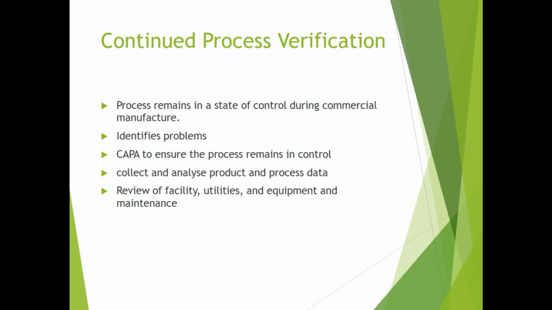Continued process verification. So the goal is continual assurance that the process remains in a state of control during commercial manufacture. Evaluating the performance of the process identifies problems, and CAPAs, corrective and preventative actions, are implemented to ensure that the process remains in control. An ongoing program to collect and analyze product and process data that relates to product quality must be established. The data collected should include relevant process trends and quality of incoming materials or components. It should include in-process controls and finished product testing. And also you need to consider the equipment and the facilities used throughout your process.